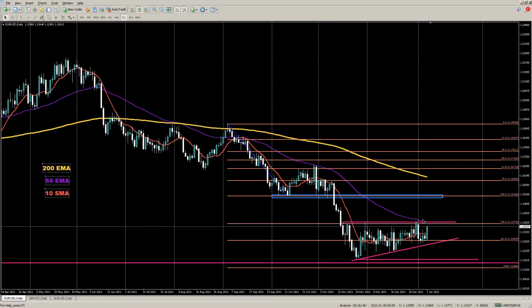So anything above 114 would be a trigger to go long and target this previous swing low, that's the 100 pip there at 115.25.